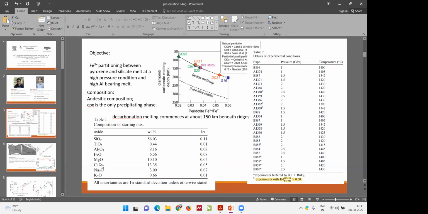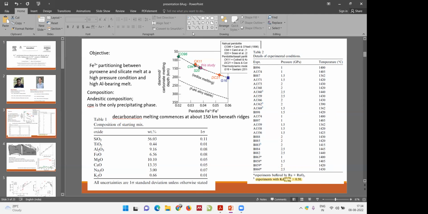If we see the starting composition, the aluminum concentration is more than about 9 weight%. And these are the main experimental conditions that have been set. We can see that the temperature condition is also closer to 1300, 1400 degrees centigrade.